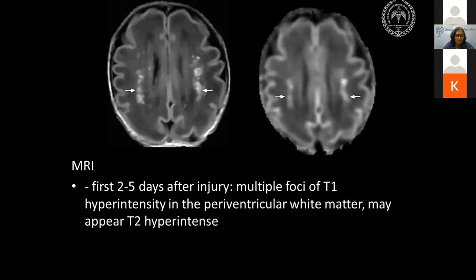So this is a T1-weighted image showing multiple foci of hyperintensity in the deep white matter. These correspond to ischemic foci. So basically we need to remember that on a T1-weighted image, hyperintensity in the periventricular white matter could indicate ischemic foci, and if there is corresponding blooming on SWI, then it would be a hemorrhage.